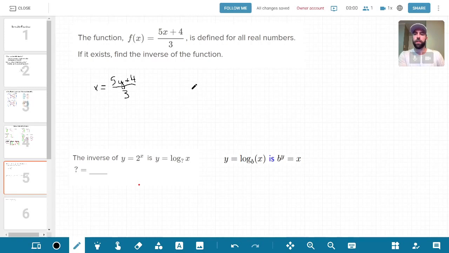So we would end up with 5y equals 3x minus 4.